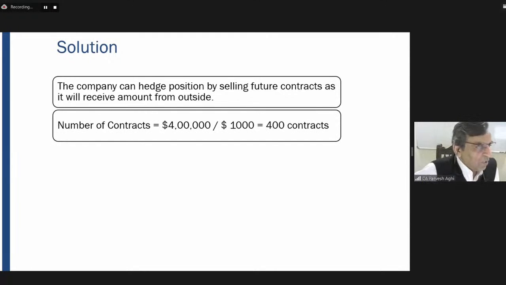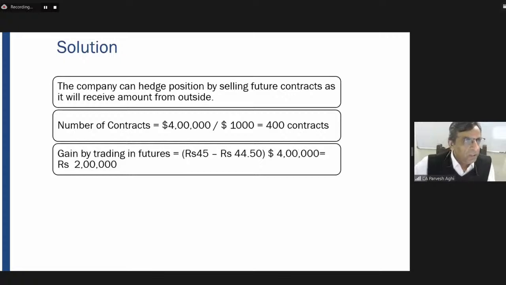So the number of contracts will be $4 lakh. Okay, and $1,000. I'm just redoing this question in a different format. And then the number of contracts will be $4 lakh divided by $1,000. There are 400 contracts. So gain by trading in the futures contract, how much?